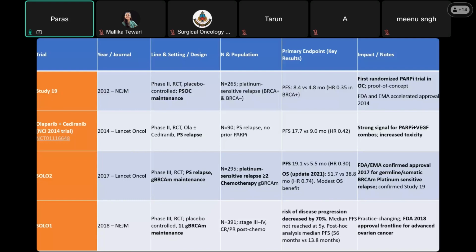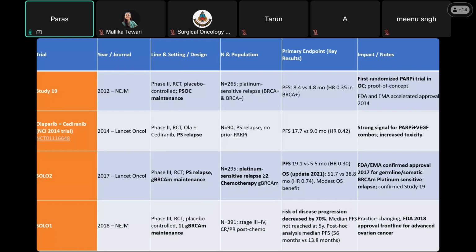Another trial combined olaparib with cediranib, which is a VEGF inhibitor. It showed PFS benefits and gave a strong PARP inhibitor and VEGF combination signal, with increased toxicity. Then came the SOLO trials. SOLO 1 was a phase 3 placebo-controlled RCT, given in first line maintenance, which decreased the risk of progression by 70% and had a significantly better median PFS. So the FDA approved it for frontline therapy for advanced ovarian cancer in 2018.